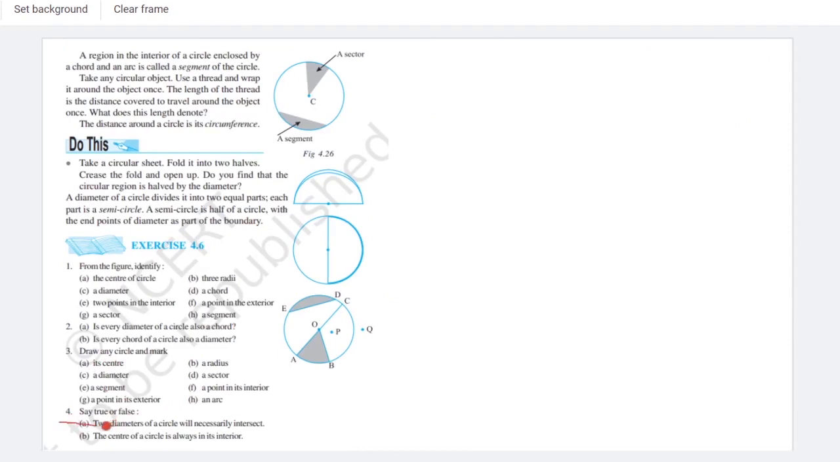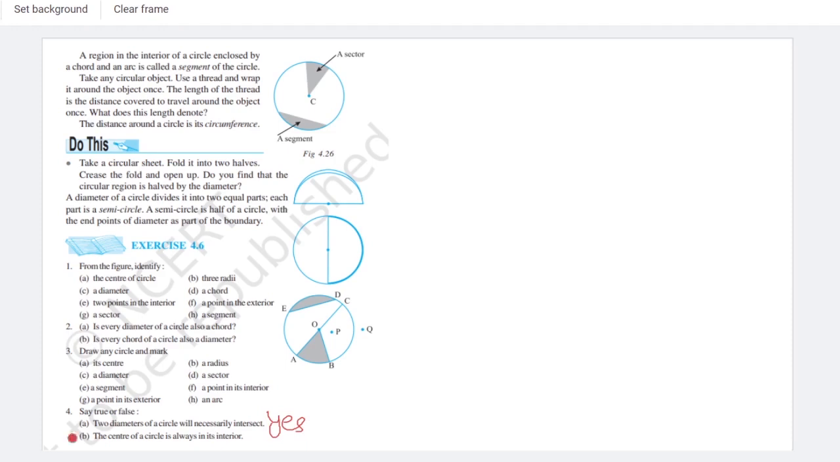Say true or false. 2 diameters of a circle will necessarily intersect. Yes, any 2 diameters will intersect, because intersect means there will be one meeting point. See, here the meeting point will be the center. Any diameter will pass through the center, and therefore they will have a meeting point. So the answer for this will be yes.